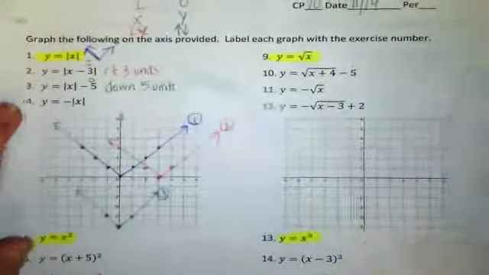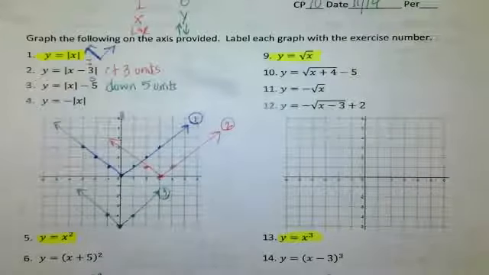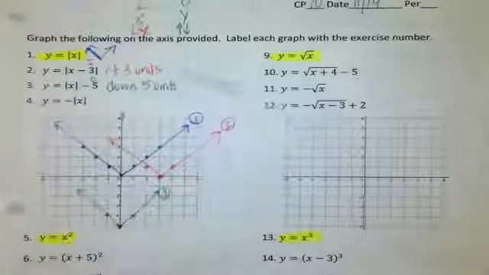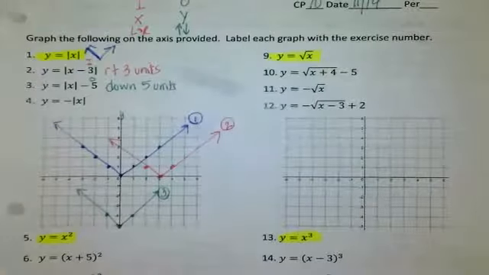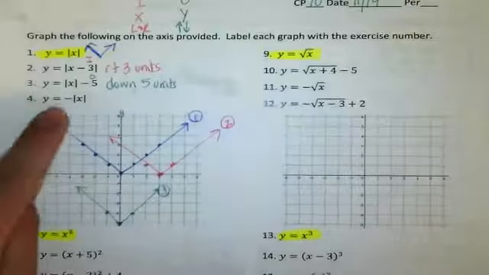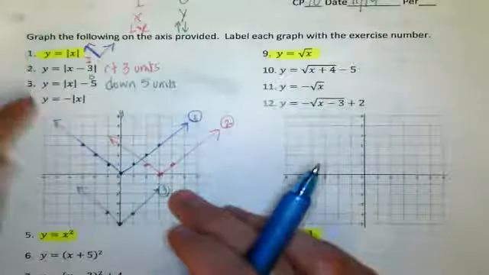Okay, here we go. All right. Is it taken? Similar. All right, here we go. Last one here in this set. What's the difference between number 1 and number 4?